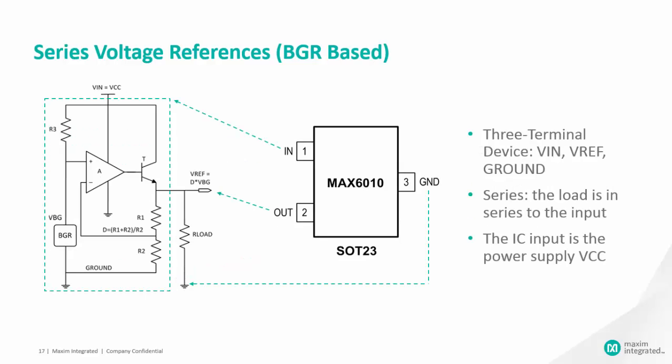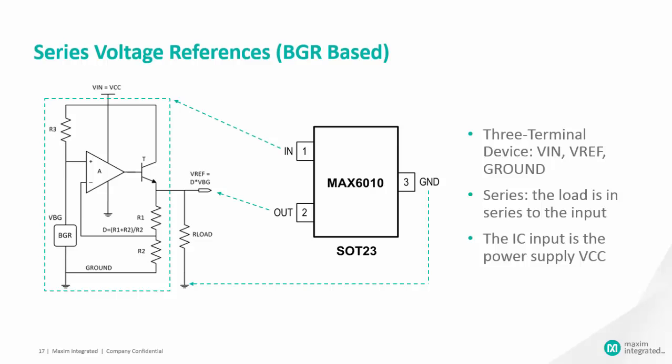In a series voltage reference, the load is in series to the Vref output. Hence, there's always power dissipation inside the IC, proportional to the product of the load current with the voltage across the pass transistor T. The device directly connected to the power supply VCC has superior power supply rejection.